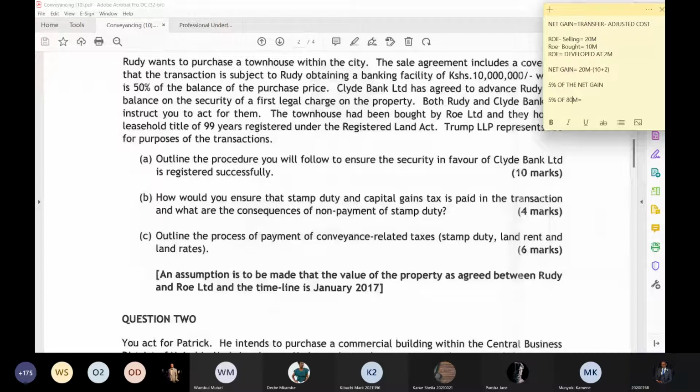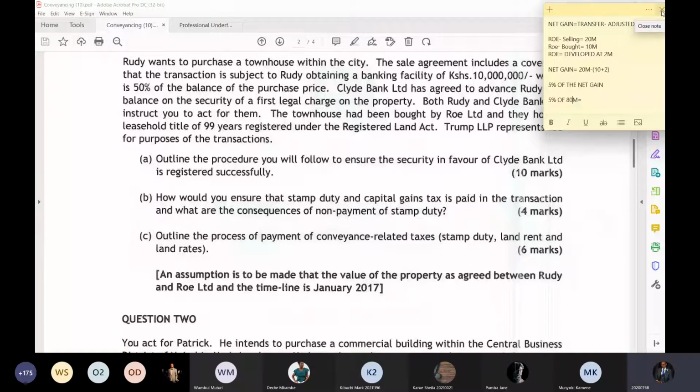Land rent, the government. Are there circumstances where you pay land rent to the county government? Land rent, not rates, land rent. Land rent is paid on leasehold property, so it's paid to the national government. And land rates are paid to the county government, the local authority in which the land is situated.